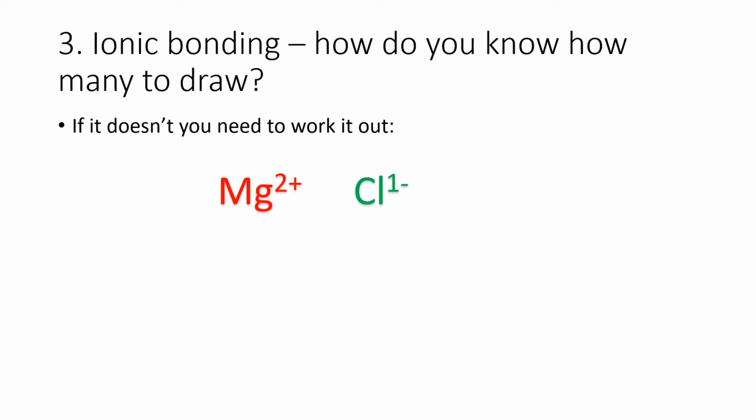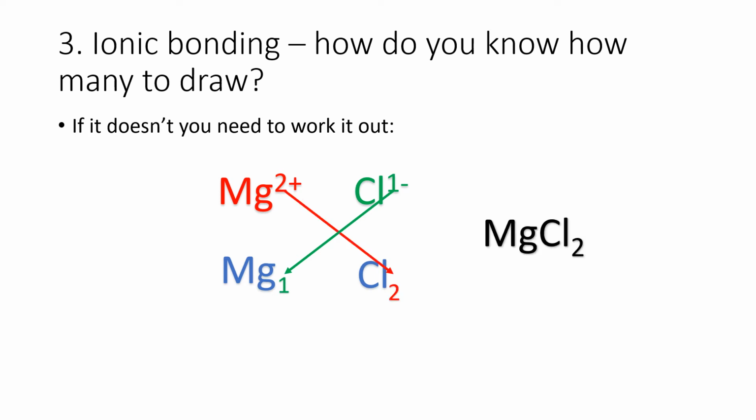So here I have my ions. Those might be given in the question, or you might have to find them on the periodic table, but there we go. So first thing you do is you jot down the elements again, or the ions again, the letters Mg and Cl, and then you swap the numbers. So this becomes Mg1 and this becomes Cl2. Of course, you would probably just write that MgCl2, and that's your ionic formula.